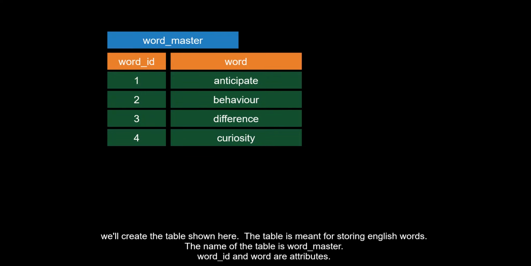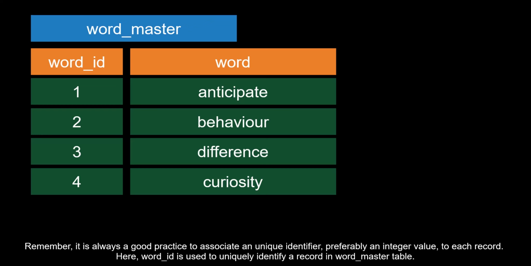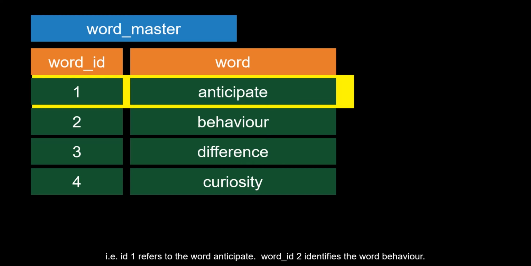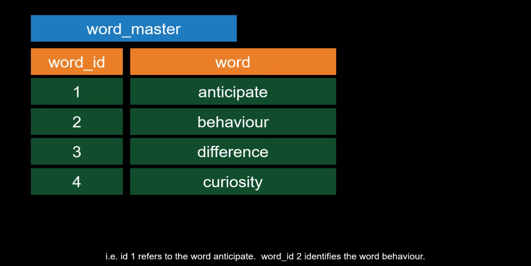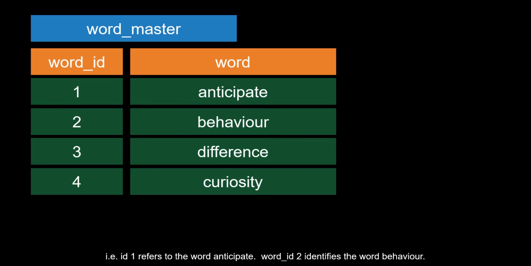We'll create the table shown here. The table is meant for storing English words. The name of the table is word master. Word ID and word are attributes. Remember, it is always a good practice to associate an identifier, preferably an integer value, to each record. Here, word ID is used to uniquely identify a record in word master table. That is, ID 1 refers to the word anticipate. Word ID 2 identifies the word behavior.